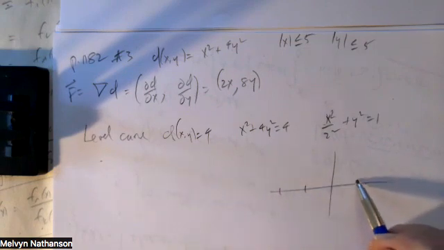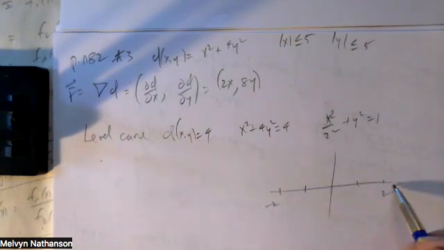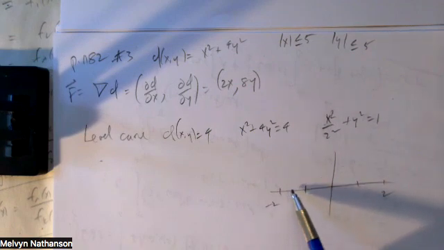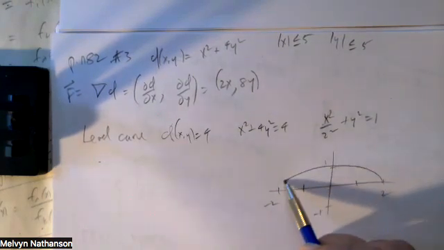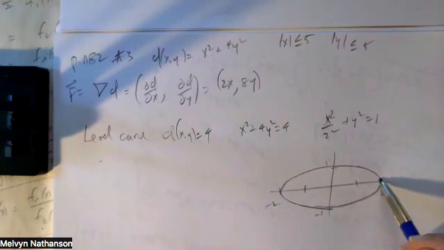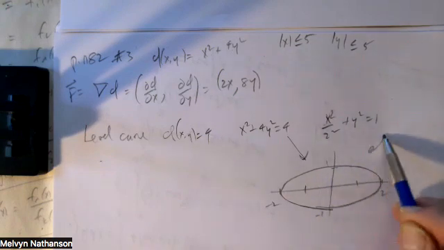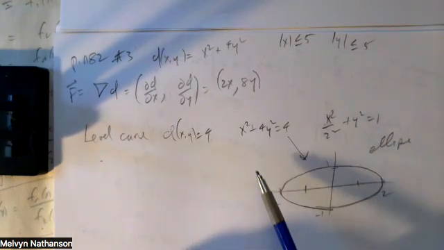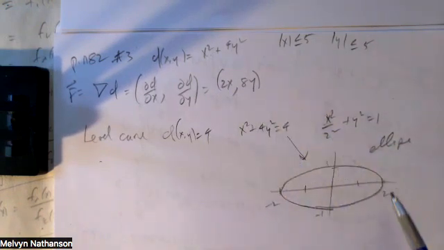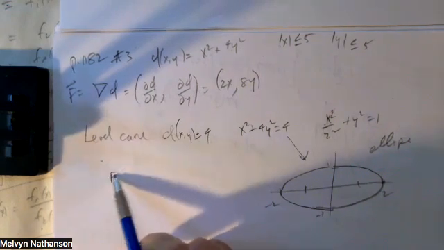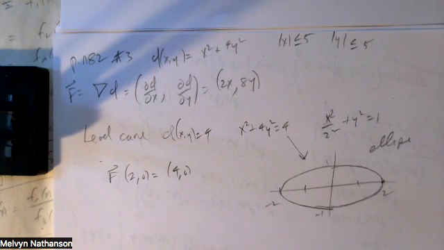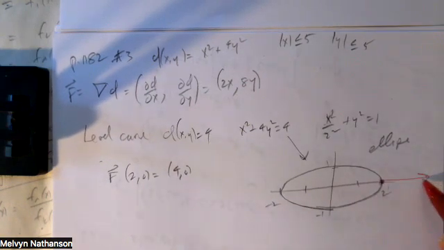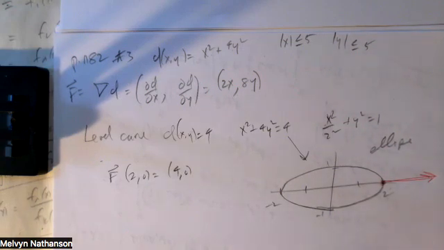That's an ellipse where the major axis goes from -2 to 2. When y is 0, x squared is 4, so x is plus or minus 2, and the minor axis is 1. So this is the level curve, the ellipse. And f is 2x, 8y. So for example, what is f at the point 2, 0? It's just 4, 0. So at the point 2, 0, that's my vector.